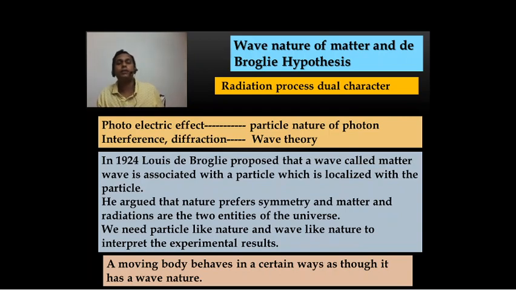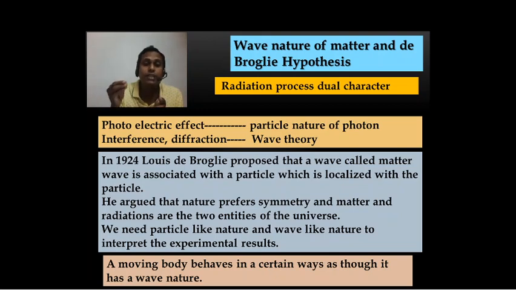So in these circumstances, Louis de Broglie in 1924 proposed that there is a wave called matter wave, that we will discuss in the next class. He proposed that there is a wave called matter wave, which is associated with the particle.